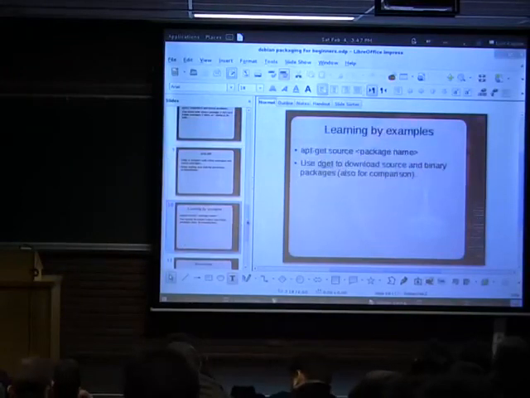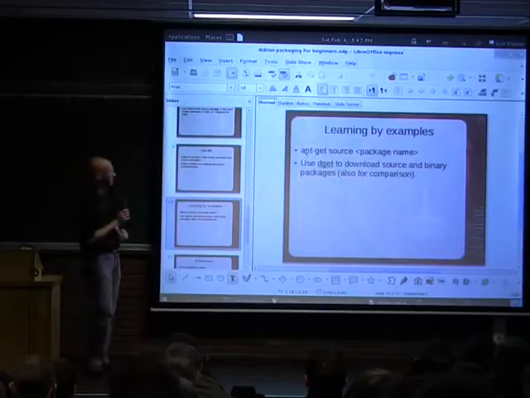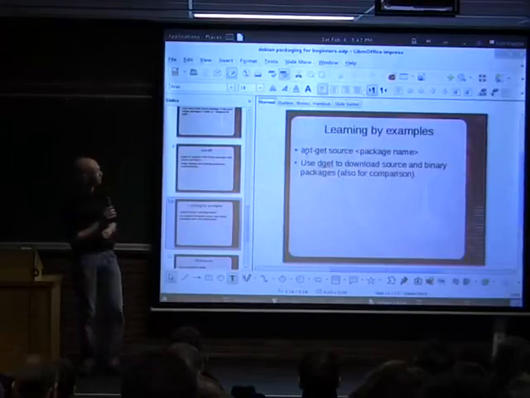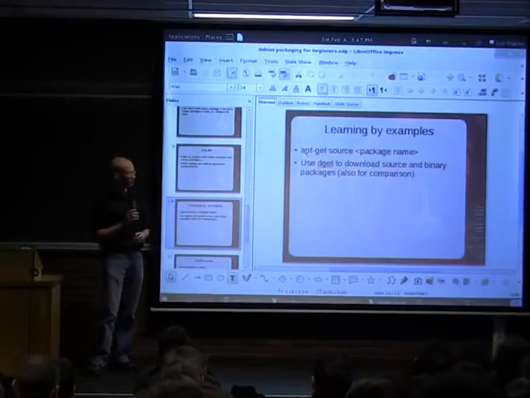We did learn by example. So we did apt-get source with the package name, and there's another utility called dget, which gets a URL of a DSC file and knows how to pull the rest of the source package in order for you to inspect.